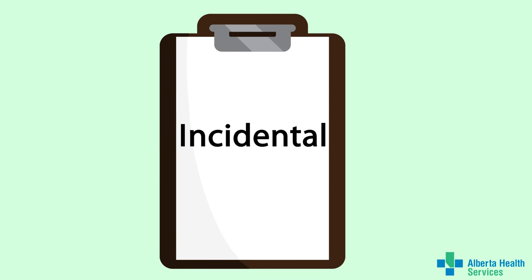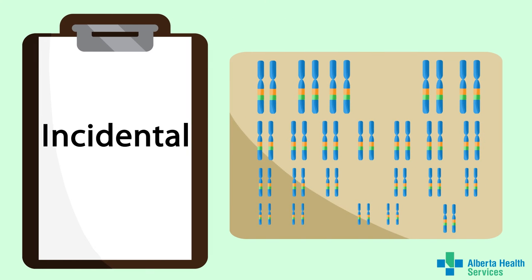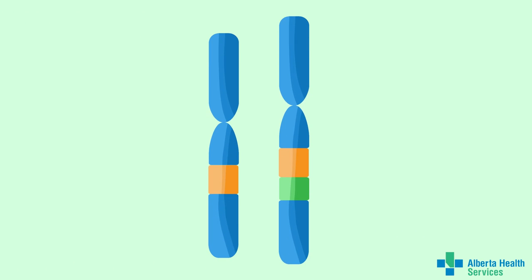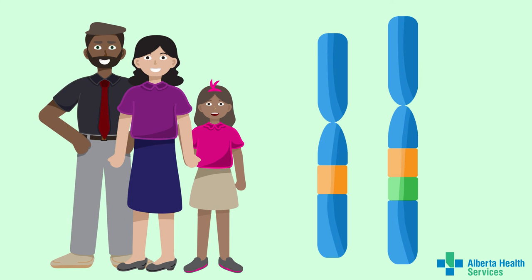The fourth possibility is an incidental finding. Because the array looks at all of your chromosomes, it can sometimes find a genetic condition that is not related to your current concern. This can be surprising to learn about. Although an incidental finding does not explain your current health concerns, it may still be medically important for your family.